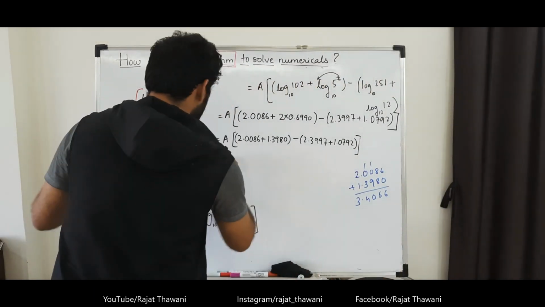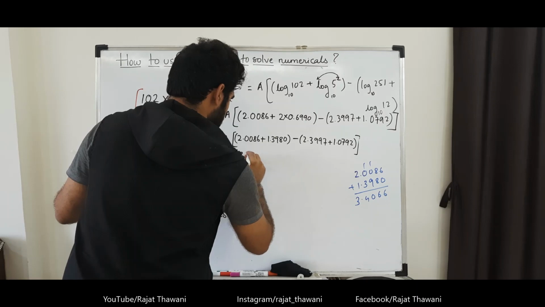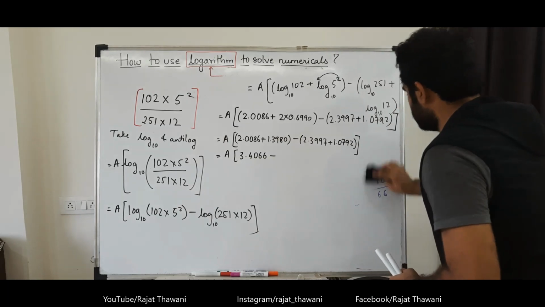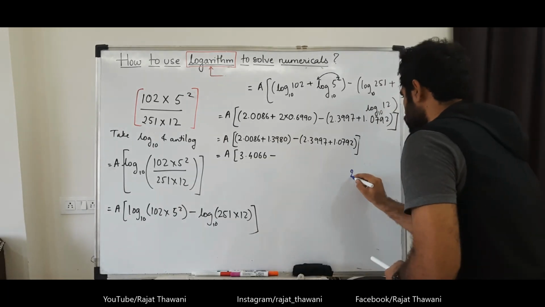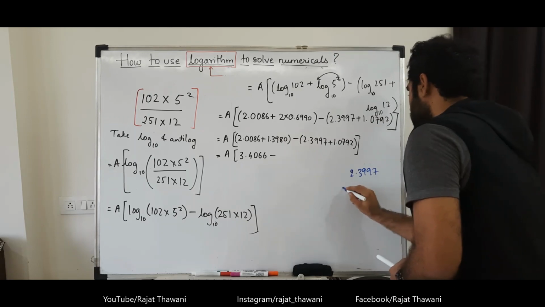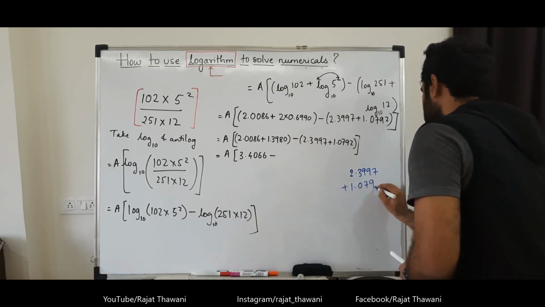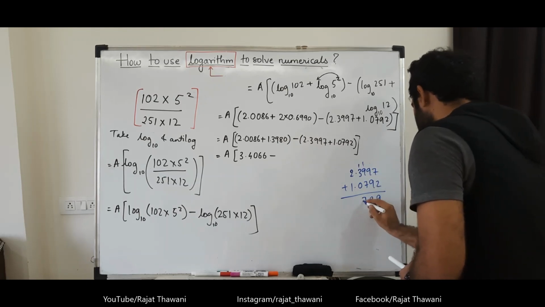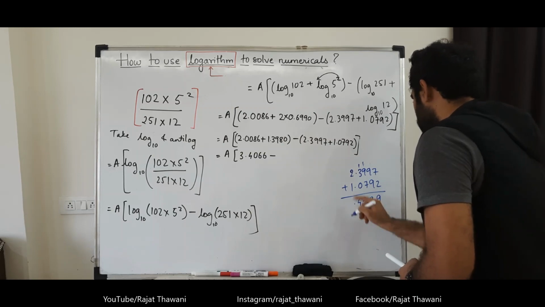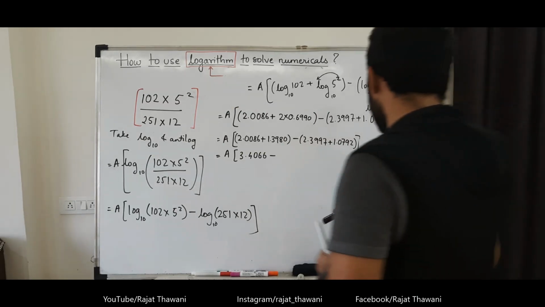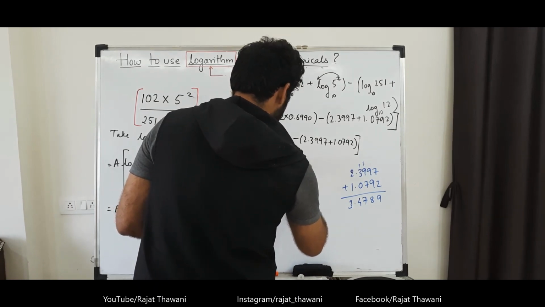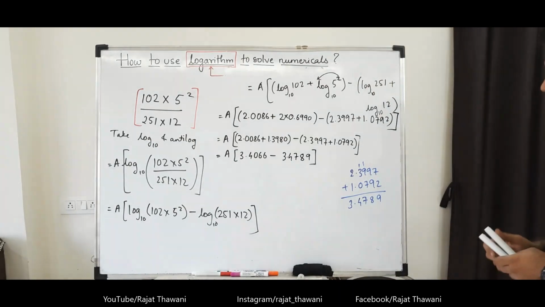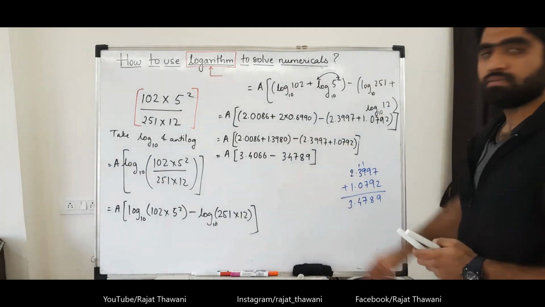Okay, so the value comes to be A equal to 3.4066 minus the sum of these. So it is 2.3997 plus 1.0792, which gives 3.4789. Okay, so these are the actual values.